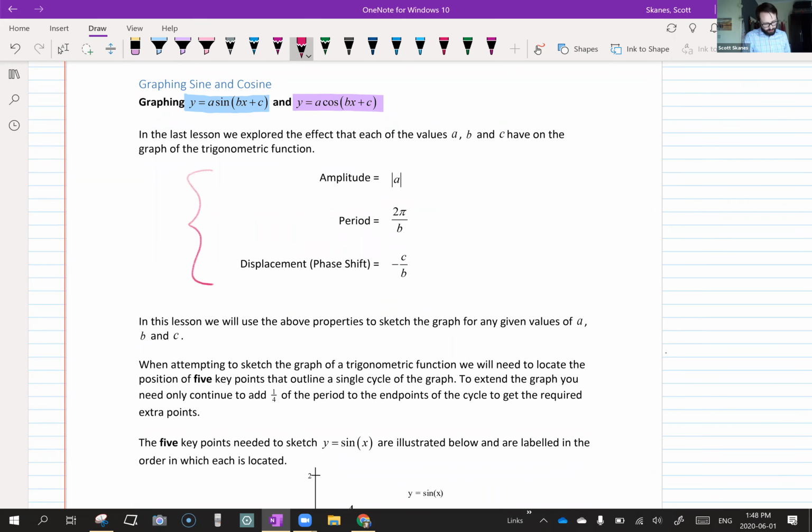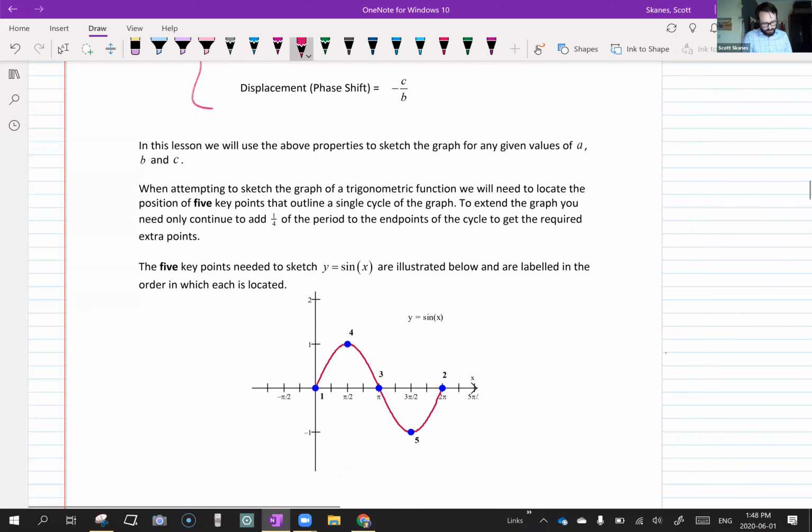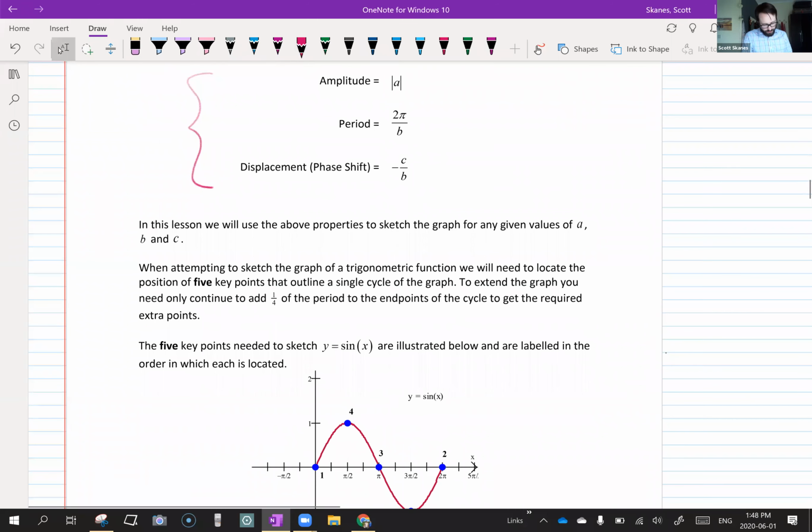On this page, really all you need to worry about is that it says in this lesson, we'll use the above properties to sketch the graph. In attempting to sketch the graph, we need to locate the position of 5 key points that outline a single cycle. So what it means is we need to go up and down, and then, once we're able to start again, we can stop.